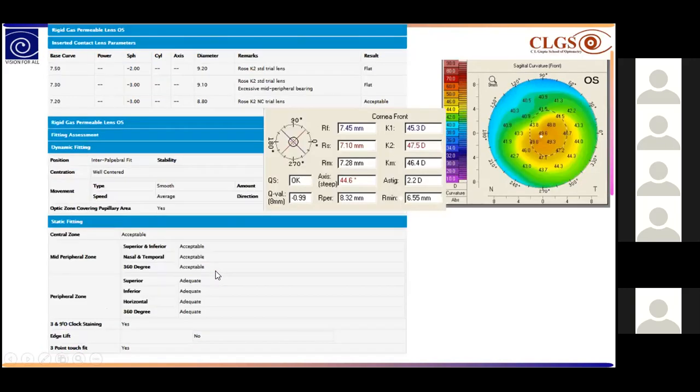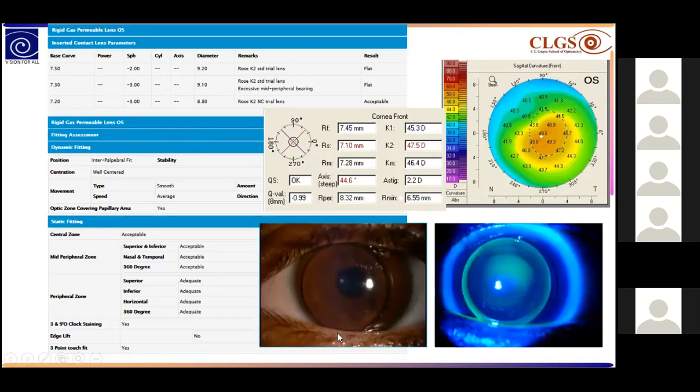Similarly for the left eye, the average K is around 7.28, and this is also a case of nipple cone, so we go with the nipple cone trial set of Rose K2 lenses. Initially we tried a lens with a larger diameter, but it was giving a flatter fit. Because of that, we tried the Rose K2 NC trial lenses, and with those lenses we got an ideal fit, dynamic as well as static.